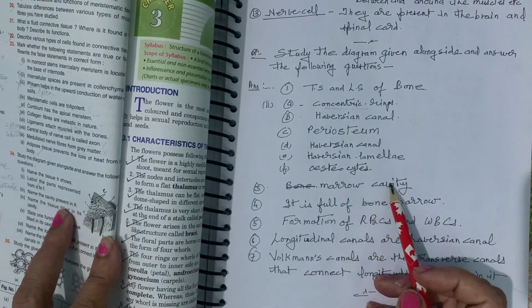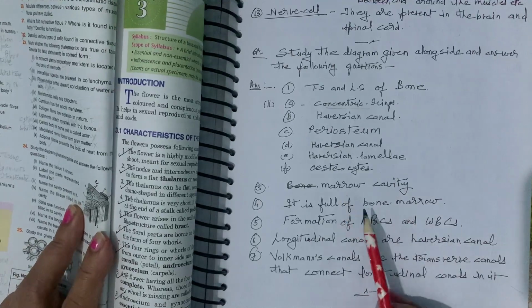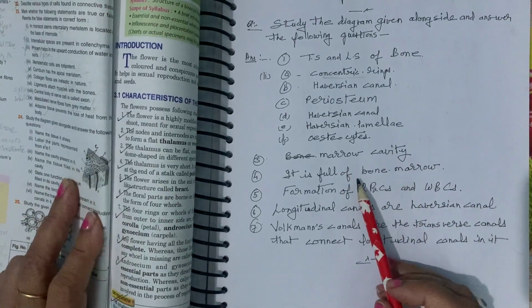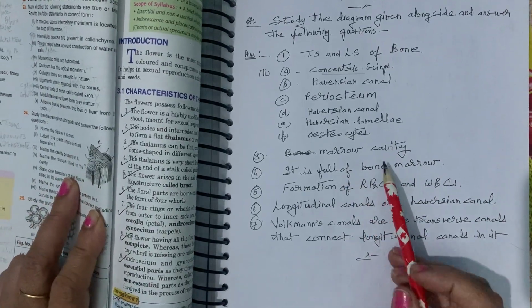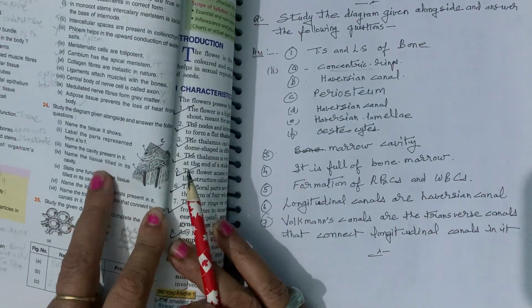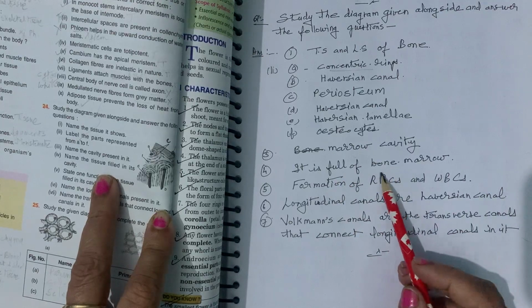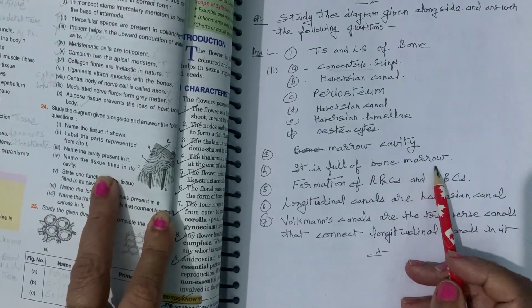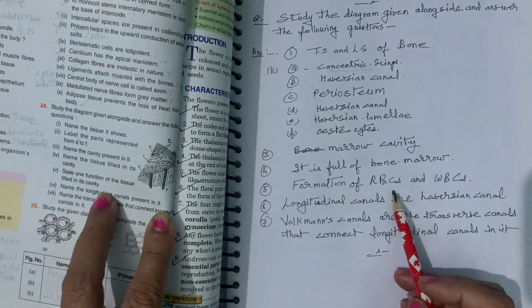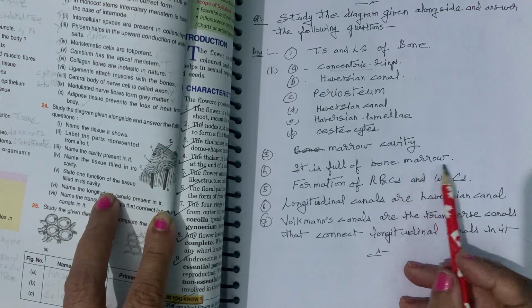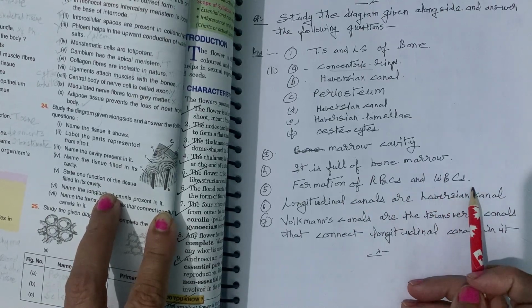Third, name the cavity present in it. It is the marrow cavity. Fourth, name the tissue filled in the cavity. The tissue filled in the cavity is bone marrow. State one function of the tissue filled in the cavity: formation of RBCs and WBCs in the bone marrow.